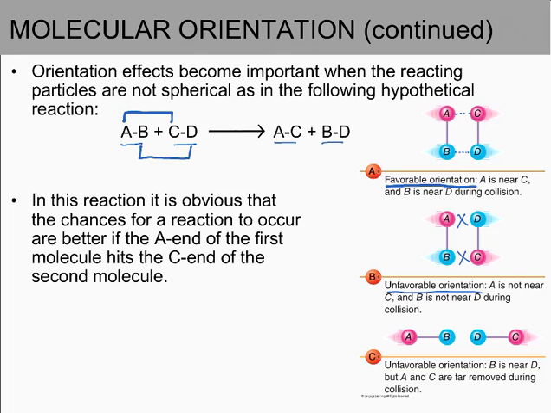And then in figure C, B is lined up with D. So that could potentially form a product that we want. But A and C are really far apart from each other. So unfortunately, in that case, we have another unfavorable orientation because A and C won't form the other product. So in some cases, orientation doesn't matter, and in some cases, it really does matter. It just depends on the reaction and what you're trying to form.